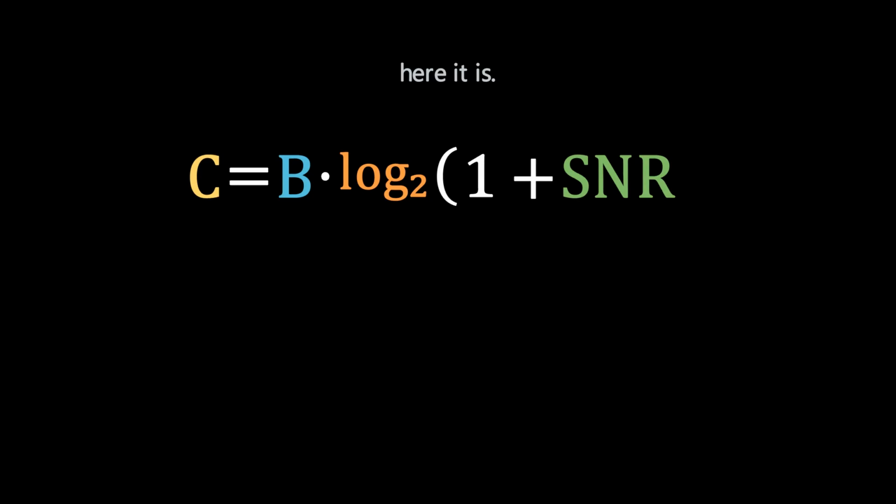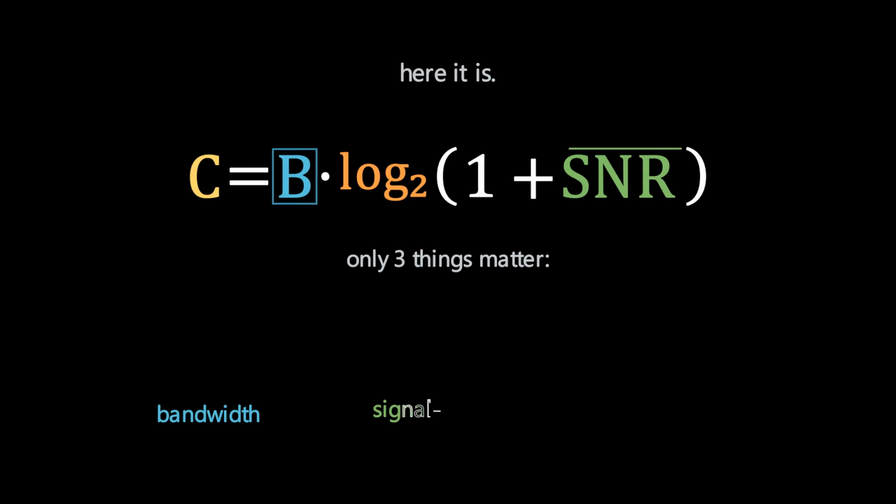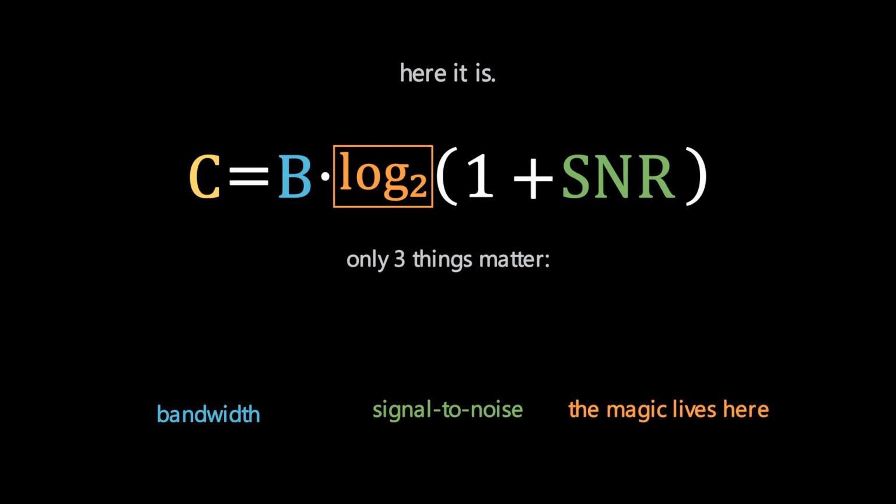Here it is. Channel capacity equals bandwidth times log base 2 of 1 plus the signal-to-noise ratio. Only 3 things matter. Bandwidth, how wide your frequency range is. Signal-to-noise ratio, how clean your signal is compared to background noise. And the log base 2, which is where the magic lives.